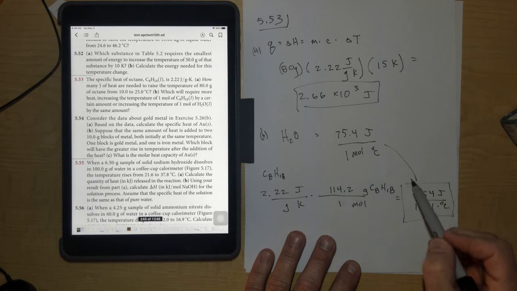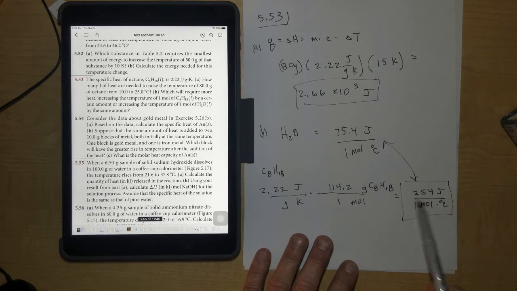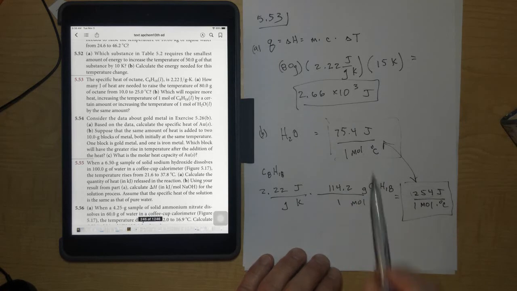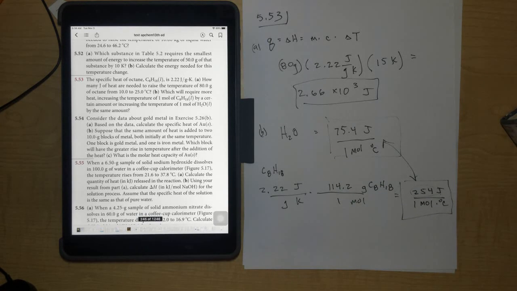So now compare these two, and it looks like it takes 250 joules for 1 mole. Here it takes 75 joules for 1 mole. And so the molar heat capacity of the octane is greater than that of the water. So it will require more heat to increase the temperature of octane than to increase the temperature of water.